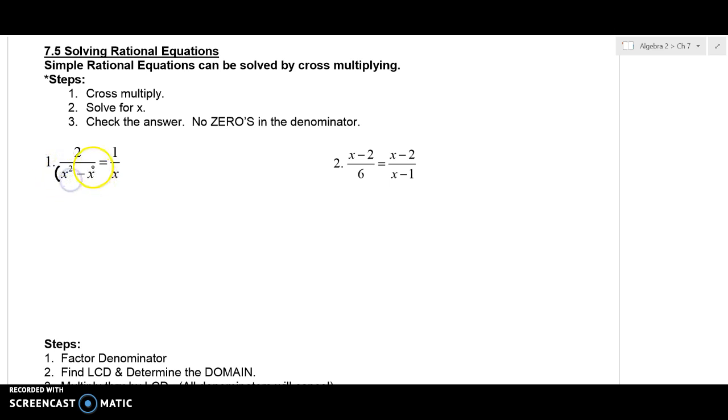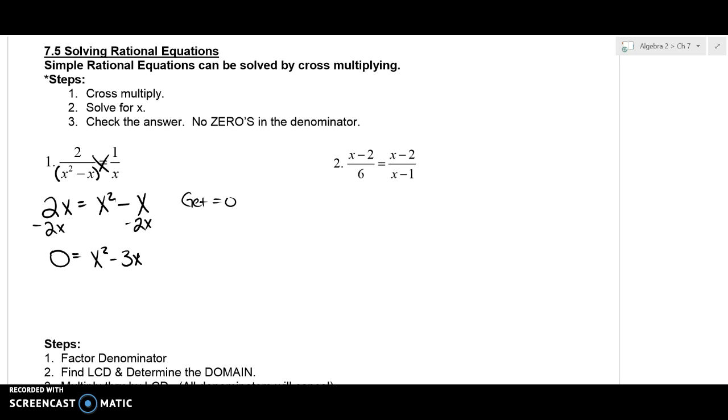The first thing that you need to remember, anytime you have multiple things in the numerator or the denominator, put parentheses around them. So 2 over x squared minus x equals 1 over x. We need to cross multiply and solve. When we cross multiply, we get 2x equals x squared minus x. When you see x squared and x in the same equation, your goal is to get one side equal to 0. So we're going to subtract 2x on both sides. That will give us 0 equals x squared minus 3x.